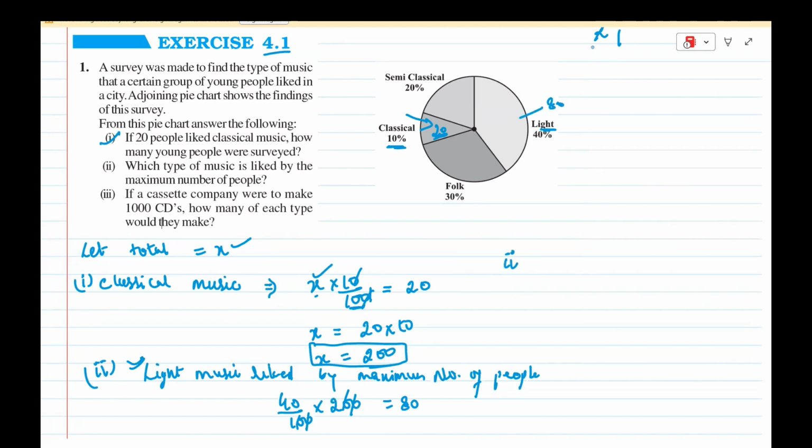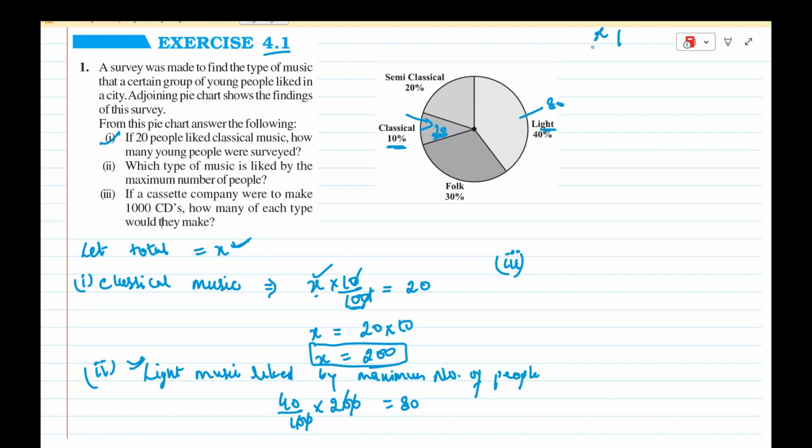Let's move to the third question. What is that third question? If a cassette company were to make 1,000 CDs, how many of each type would they make? See, there are 1,000 CDs, right? So if this is the percentage liking, they will make the CDs in terms of this only. Here in place of X, they have given 1000, means the total number of CDs is 1000.